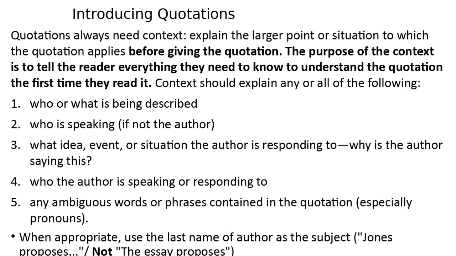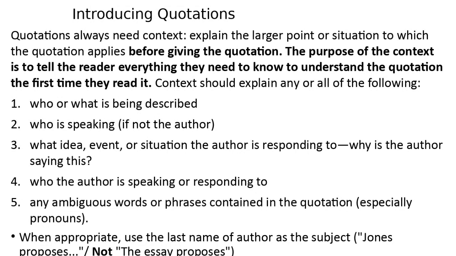What idea, event, or situation is the author responding to? So why is the person saying this? If the person is speaking or responding to somebody else, that should be clear in the context before we get to the quotation. And then anything that's ambiguous that is contained in the quotation, especially pronouns. So if your quotation begins with the pronoun he, it should be clear in the lead up to the quotation what the he is referring to, right?